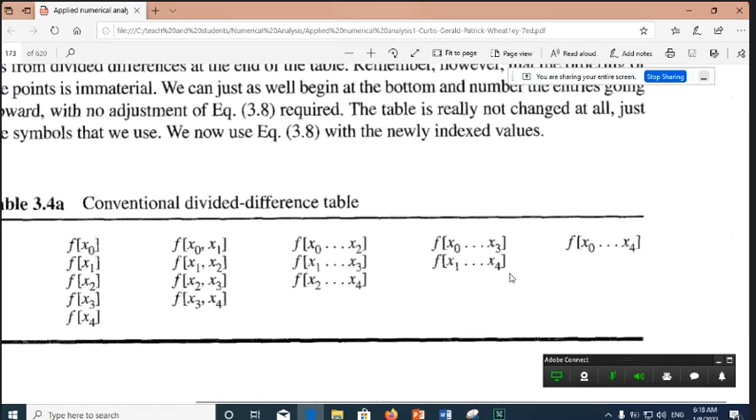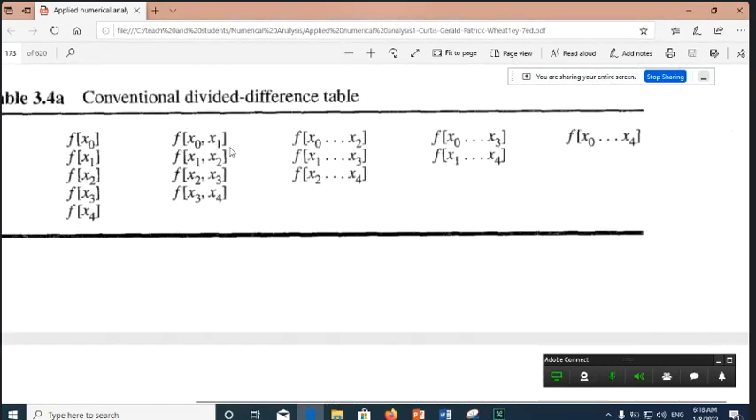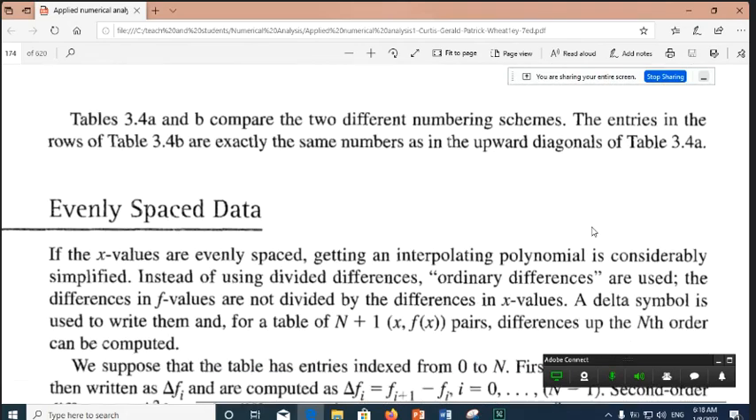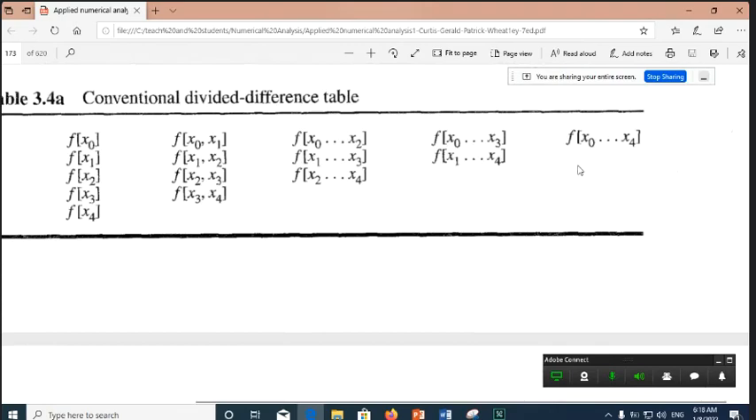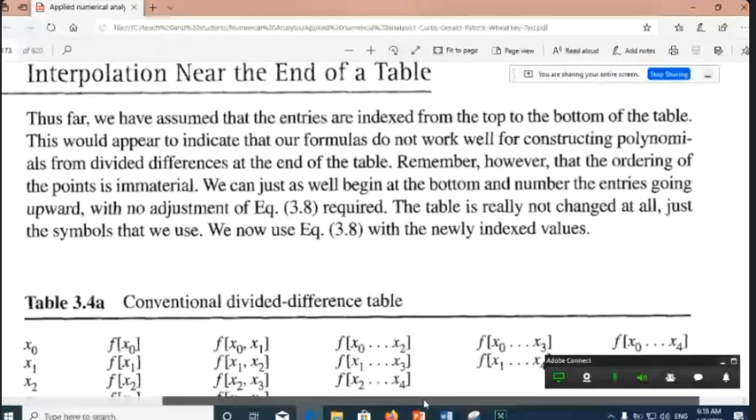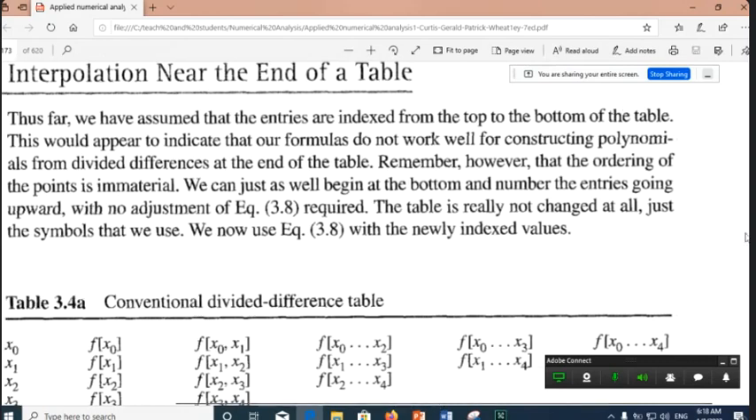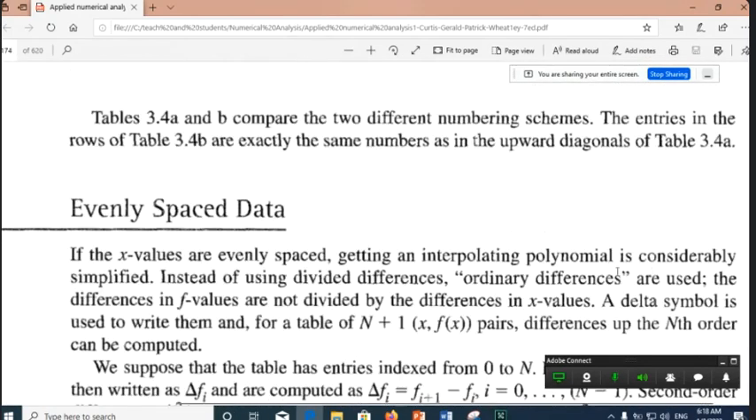And the values of elements of this table, x0 is quite as this, and this does not matter when you change the order of the data. The table is really not changed, and just the symbols we use are changed.